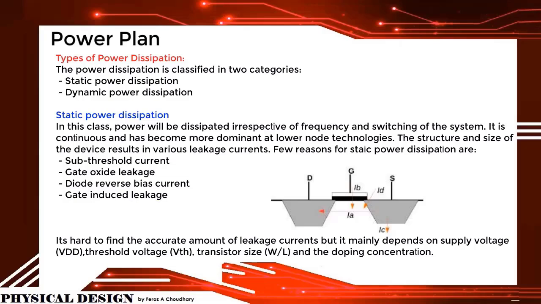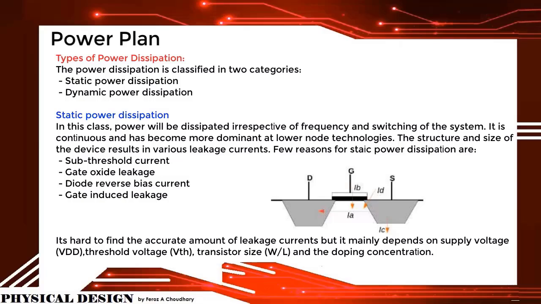Types of power dissipation. The power dissipation is classified in two categories: static power dissipation and dynamic power dissipation. Static power dissipation: in this class, power will be dissipated irrespective of frequency and switching of the system. It is continuous and has become more dominant at lower node technologies.